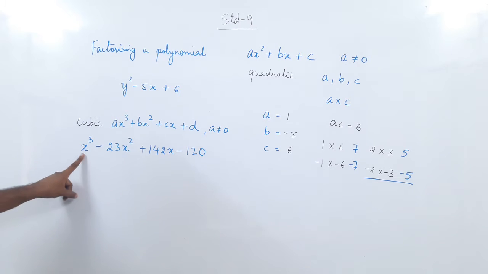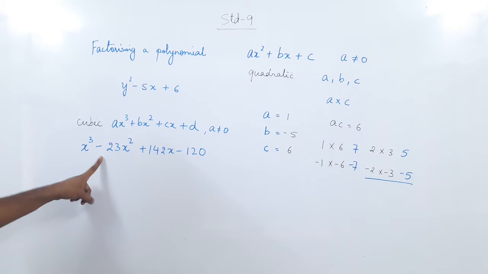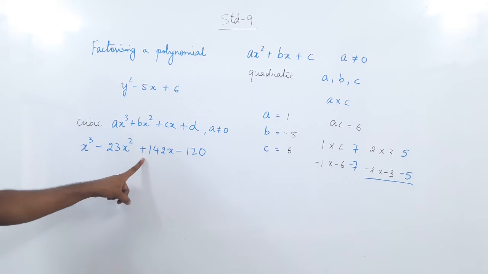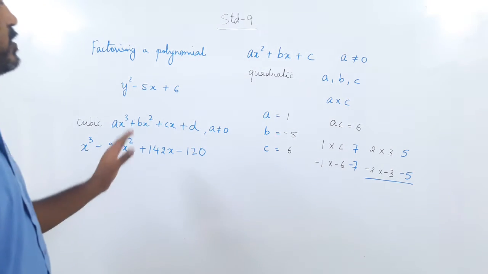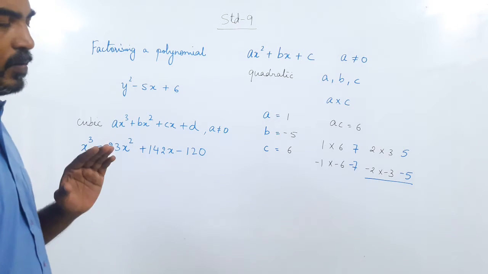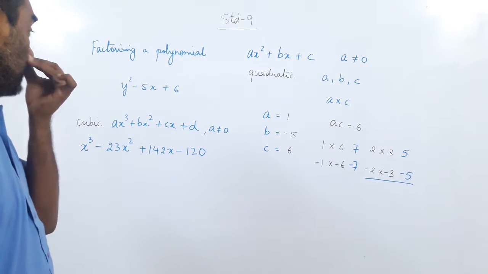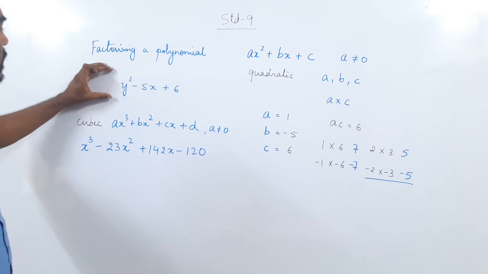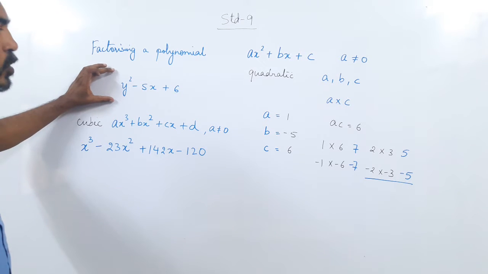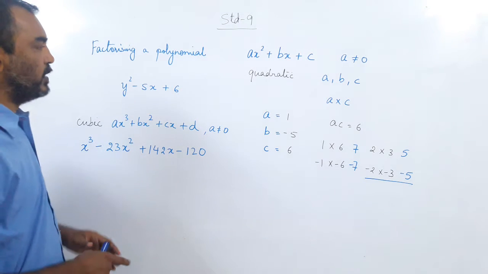Now you see here we have got a as 1, b is minus 23, c is 142, d is minus 120. So what is the comparison I am making here? Follow me slowly and understand. Keep your pace and understand. This one is a quadratic polynomial. And the method to solve a quadratic polynomial, the one method we have learned, is splitting the middle term. Right? And we practiced many sums based on that.